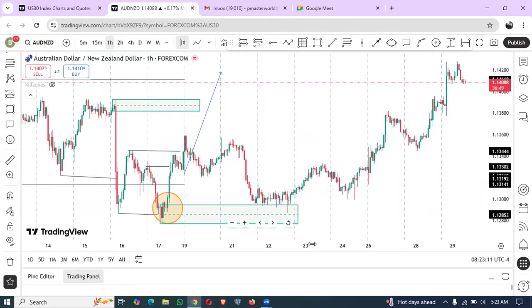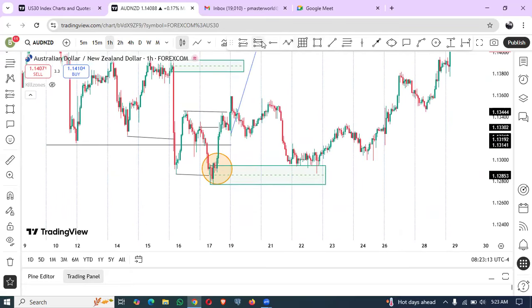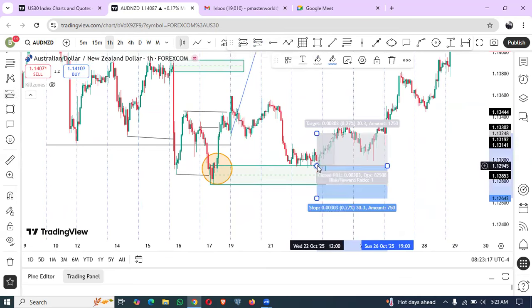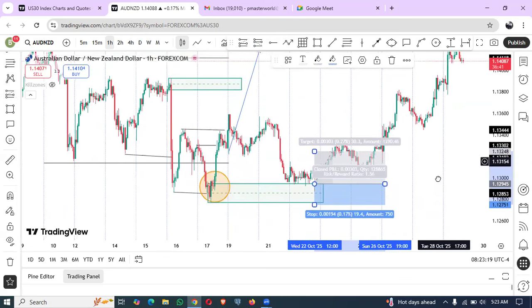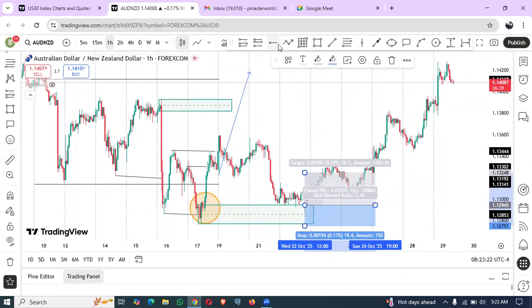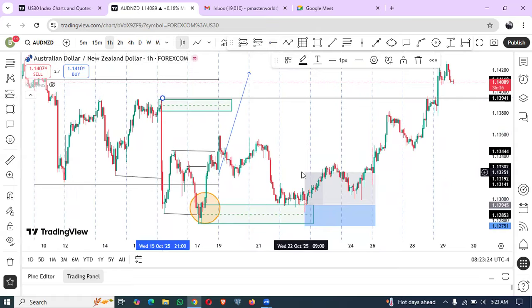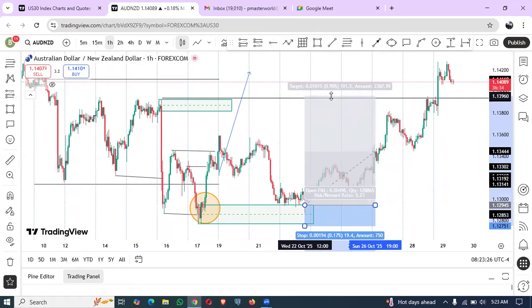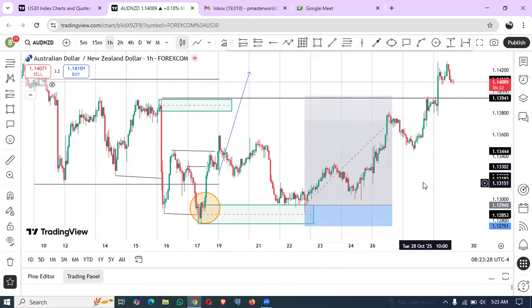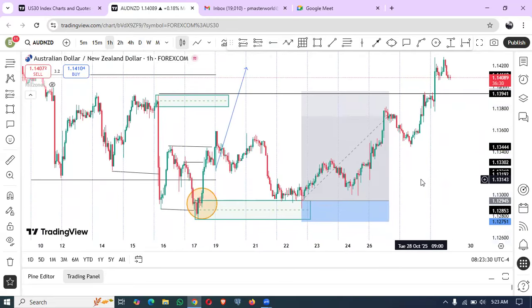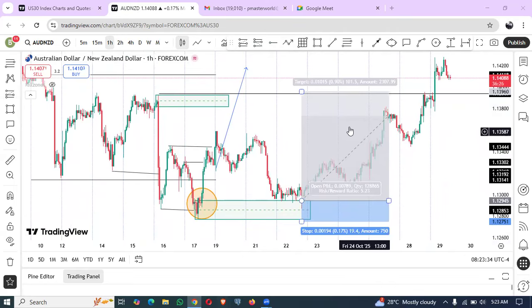That is it. What do you do? You place your limit here, and you are good to go. SL below. Target the previous highs there. That's it. 5 hours. But myself, I got an 8 hour trade on that particular trade. Let me see if I can get that.